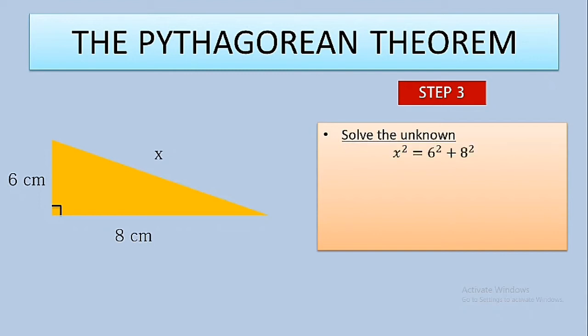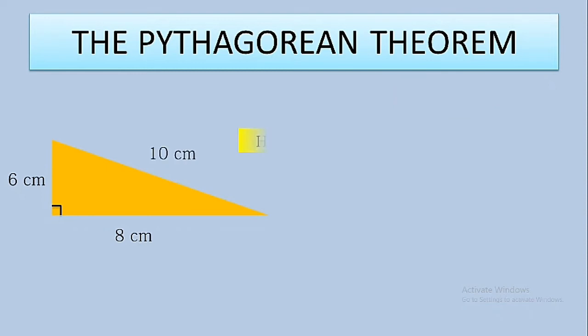6 squared plus 8 squared equals x squared. x equals the square root of 6 squared plus 8 squared. x equals the square root of 36 plus 64. x equals the square root of 100. So, x is equal to 10. So, we can get that the length of the hypotenuse is 10.